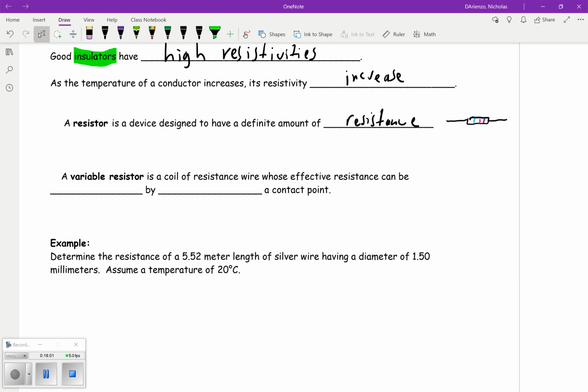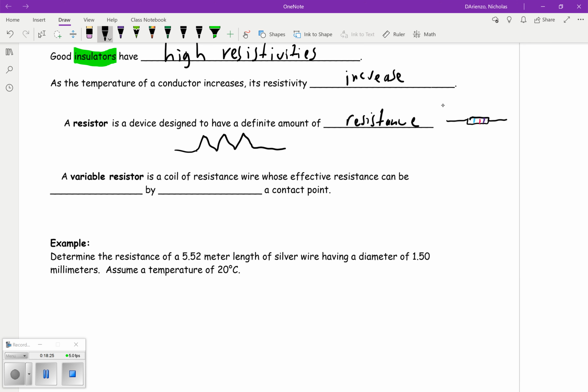Now, these look like, this is out of your reference table, something like that. That's going to be our schematic symbol for a resistor. And we can find that on page 4 of your reference table.